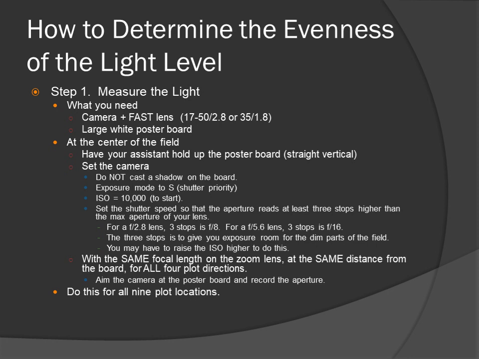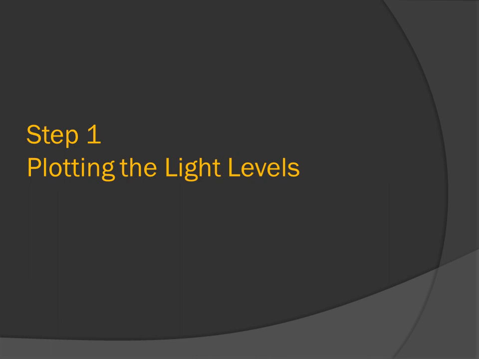With the same focal length on the zoom lens at the same distance from the board for all 4 positions. Aim the camera at the poster board and record the aperture. Do this for all 9 plot locations. Now you plot the light levels.